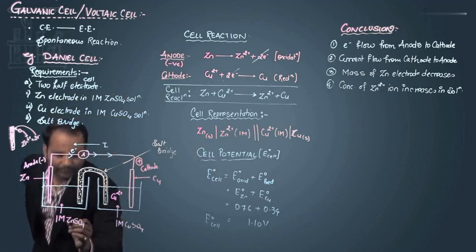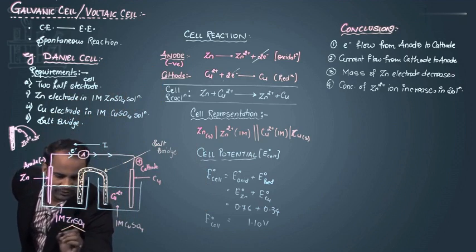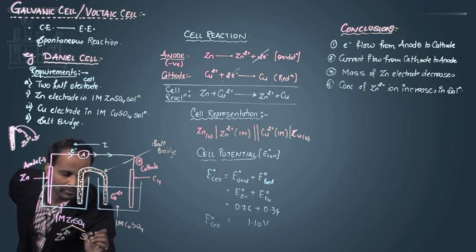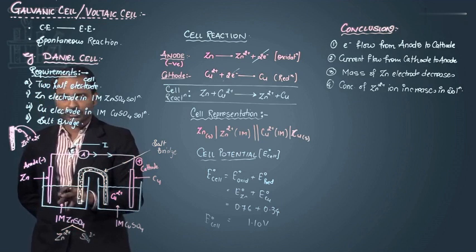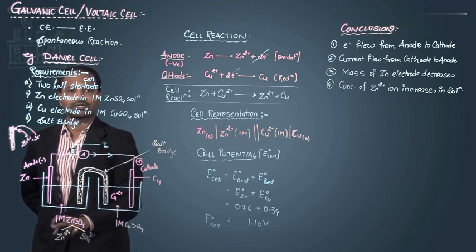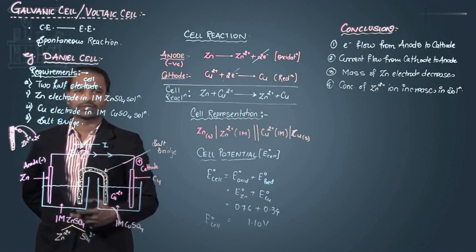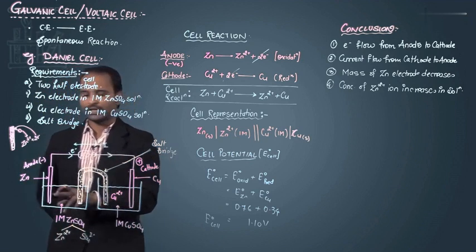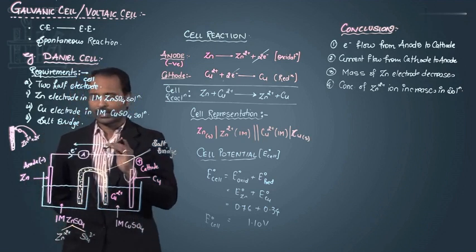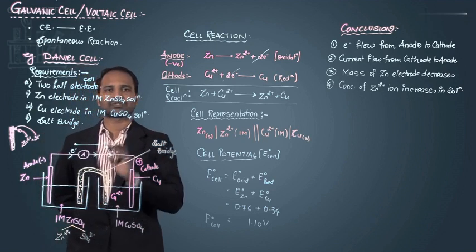Initially we had zinc sulfate, that means it had an equal number of positive and negative ions, that is zinc ion and sulfate ion. But since more zinc ions are produced, the concentration of zinc ion continuously goes on increasing, and therefore the positive ions will increase and the positivity will increase inside the solution. And as I said, if the positivity increases, the process will stop.